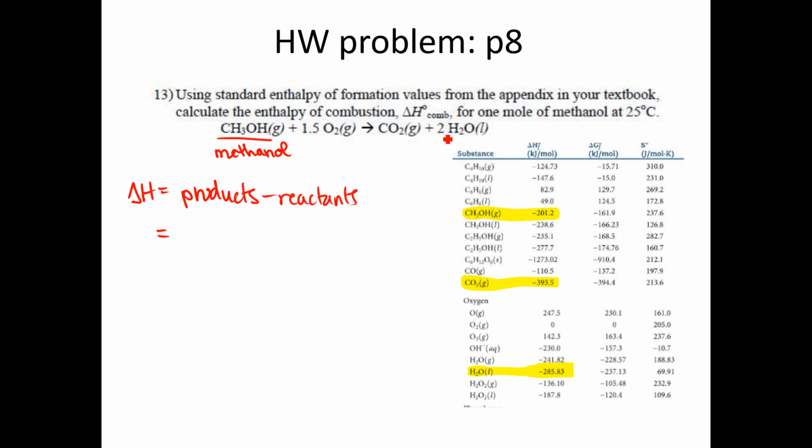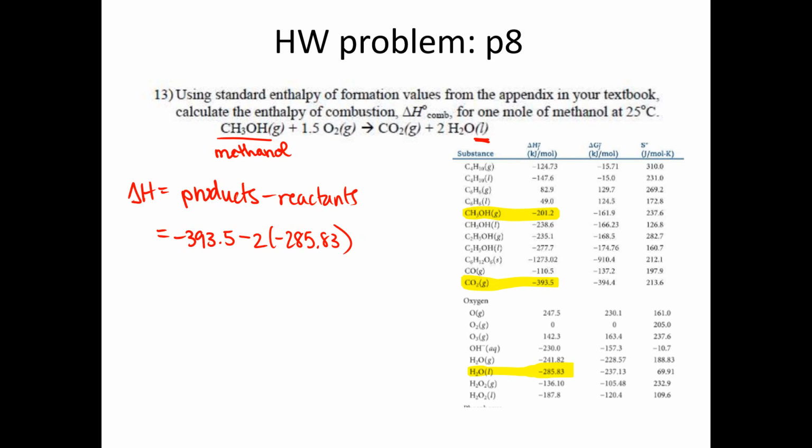And my products are CO2 gas, which is negative 393.5. And again, you look at this table, it's in your textbook, it is also in OneNote. My other product is liquid water. Important to pay attention to the state of matter because gaseous water and liquid water have different delta H values. So liquid water is negative 285.9.